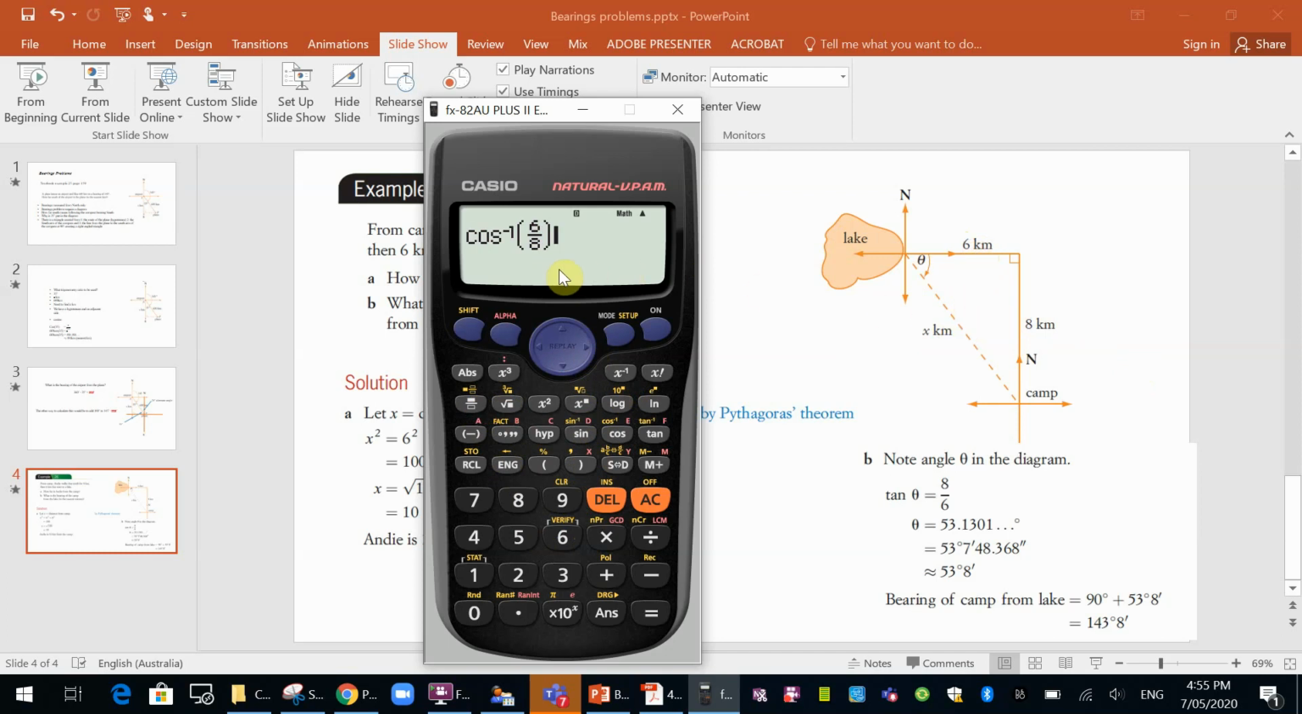6 over hypotenuse, that's 10. That should be 10. Adjacent over hypotenuse. There we are, that's better. Equals. Here we go, same answer. 53.13. So you could use cos or you could use sine. To find the degrees and minutes, 53 degrees, 7 minutes 48, so it's the same. So you could use any trigonometry ratio.